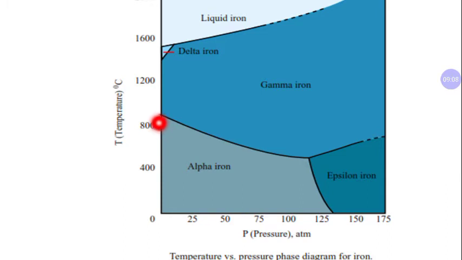This is 910 degrees Celsius. At that particular temperature it makes a transition from alpha to gamma iron, and if you keep on increasing the temperature, at 1400 degrees Celsius, somewhere around 1410, it makes a transition to the delta iron, which we studied there. Okay, so here the transition occurs due to change in temperature.